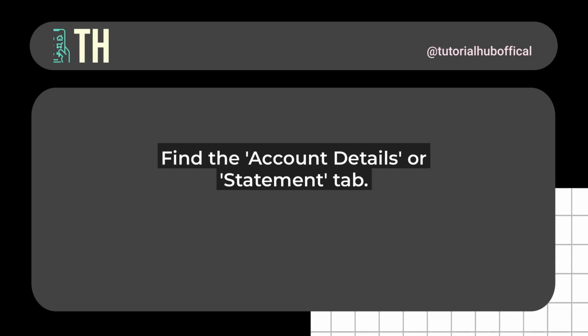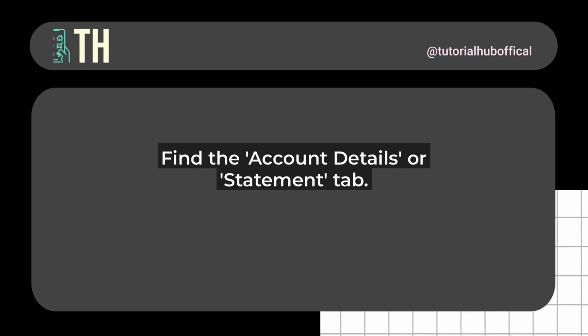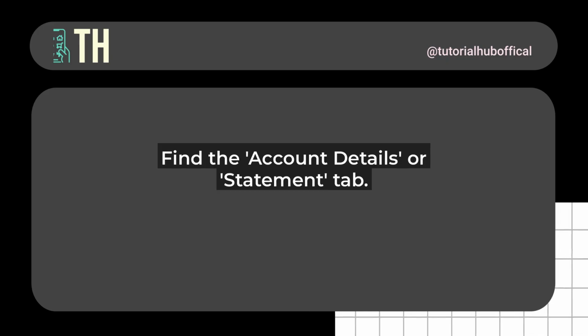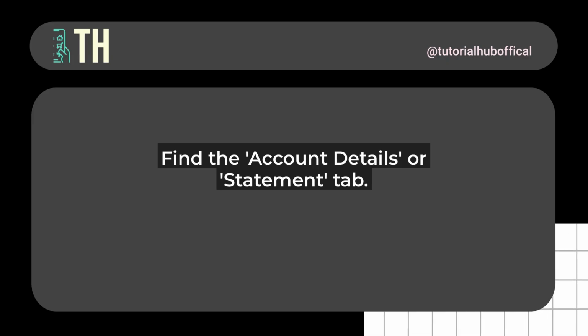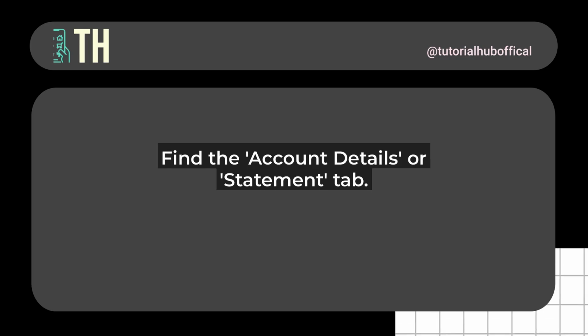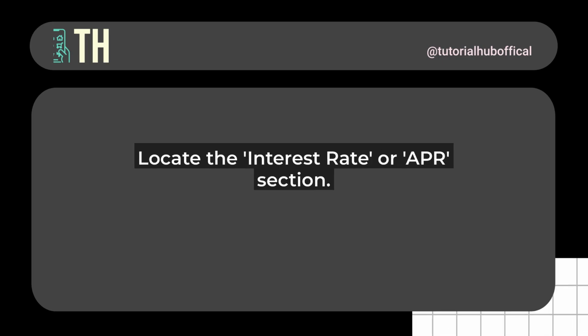For 2025, Bank of America might have updated their interface, so if it's not immediately visible, check for a More Details button or use the search function within the app. Pro tip: your interest rate could vary based on factors like your credit score or promotional offers, so keep an eye on any changes. If you're on mobile, the Bank of America app makes this even easier. Just tap on your credit card and swipe to the details page.